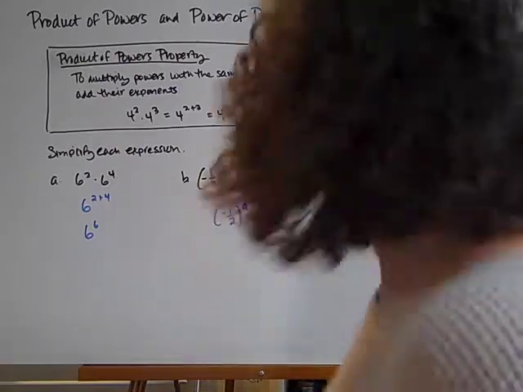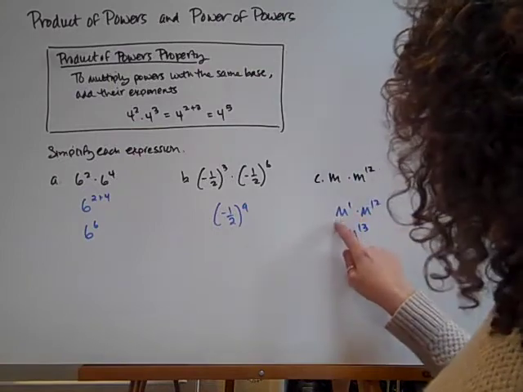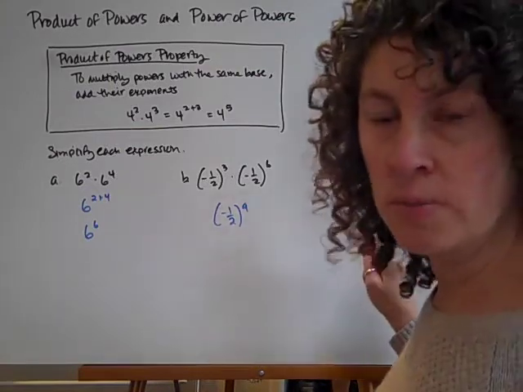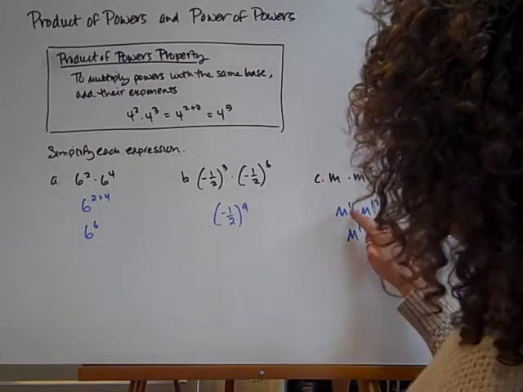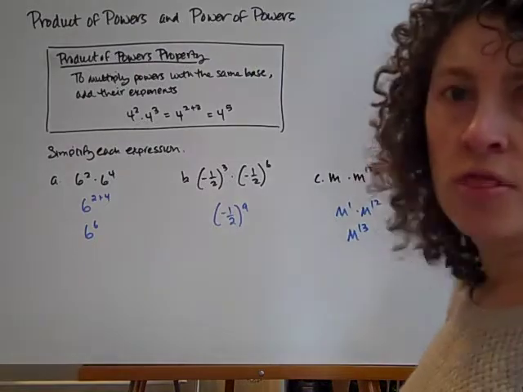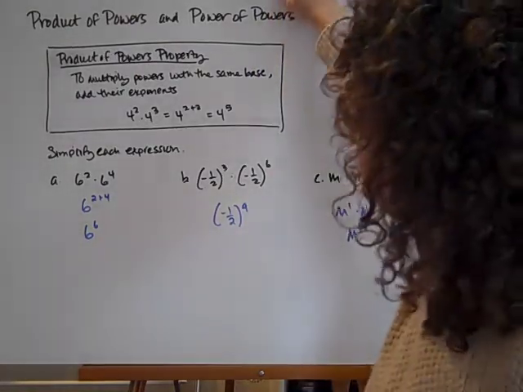gives me 9. In my last one, I have m times m to the 12th. Please remember that this m, there really is an exponent there. It's that imaginary 1 that appears all sorts of places, but we don't write it. We have a 1 there, so this is m to the first times m to the 12th. So we end up with m to the 13th when we add those exponents, keeping the base.